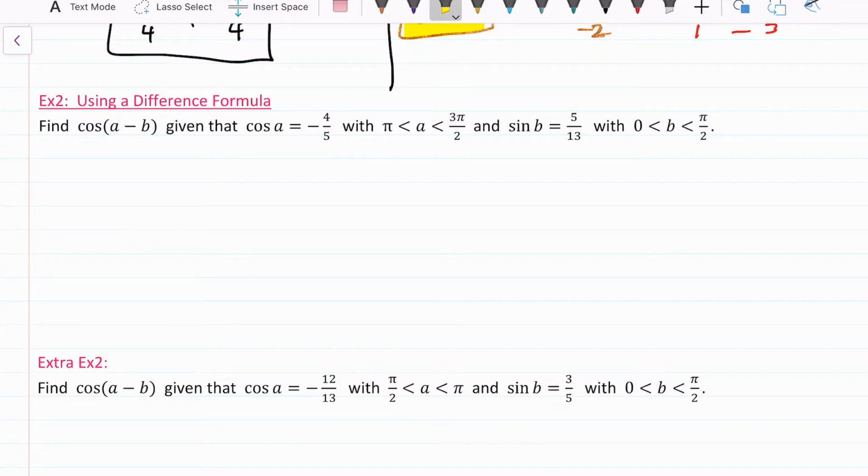For example 2, they give us a formula to use and they give us some information, and then they want us to find a certain value. So there are two angles, A and B. They want us to find cosine of A minus B. First I'm going to write the cosine of A minus B formula, which is cosine of A, cosine of B, and because that's minus, this one is going to be plus.